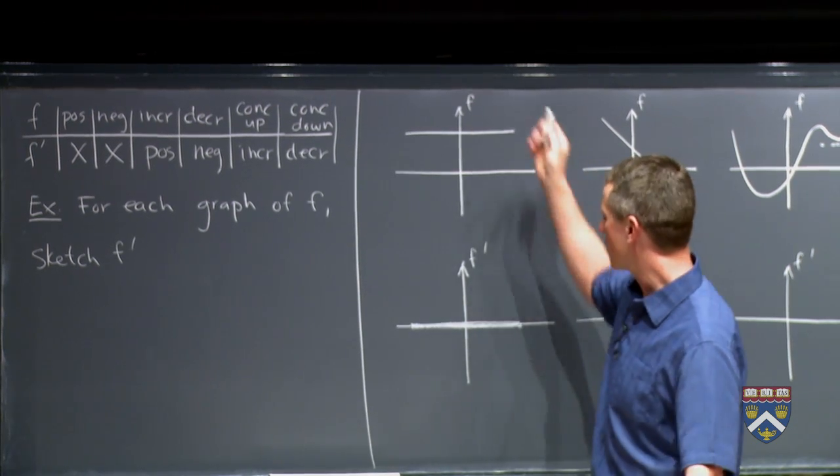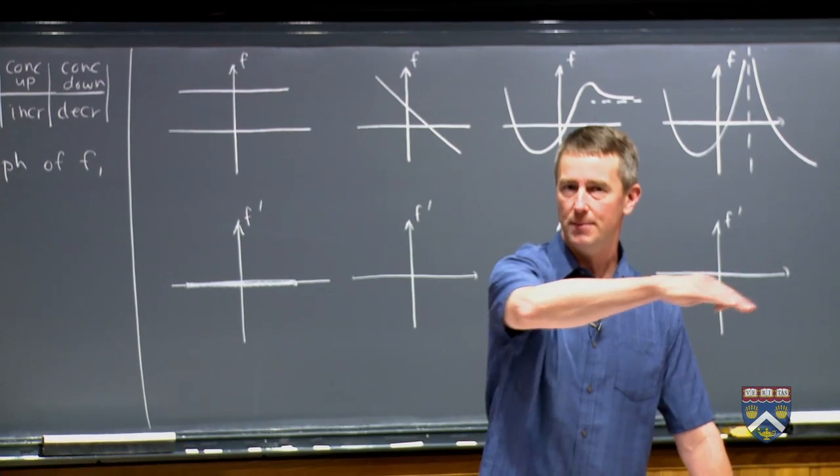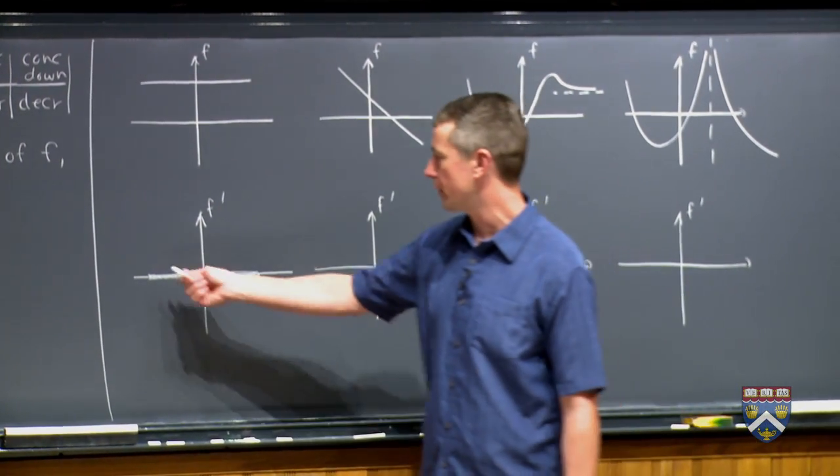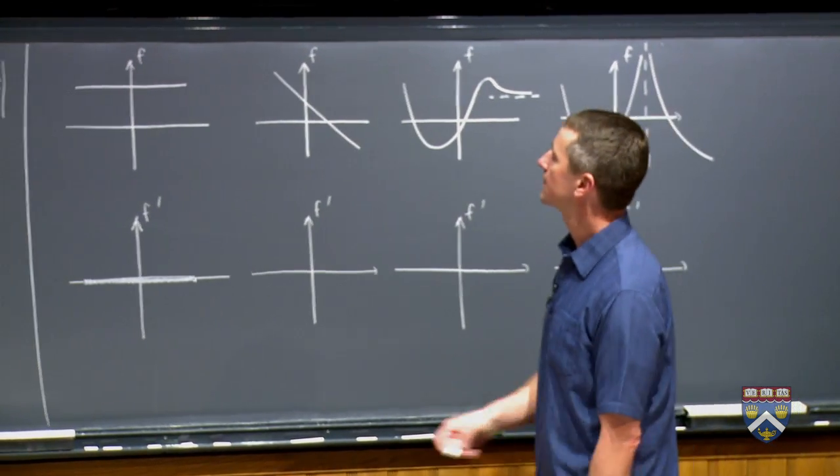Because my graph of f is a horizontal line. F is not changing. If the temperature were just staying the same the whole time, then the rate of change would just always be 0. So the chart wasn't really too useful for that one. How about this one here?